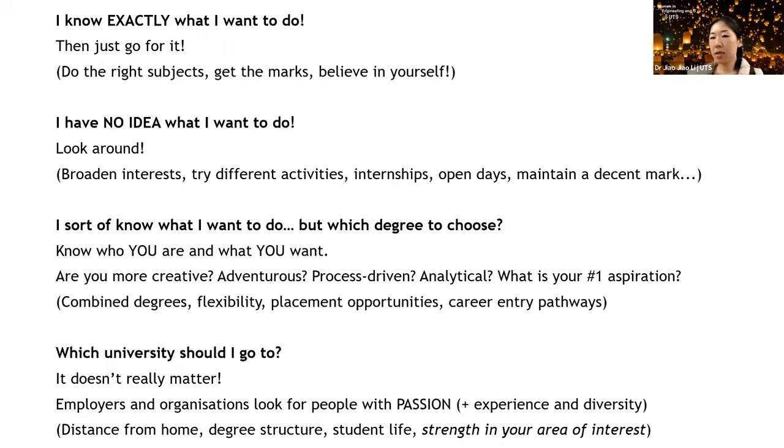UTS, on the other hand, is stronger in engineering, in data science, in design. And those are the subjects that you would want to do at UTS. So look at whether the university has strength in the area that you want to do and go there.